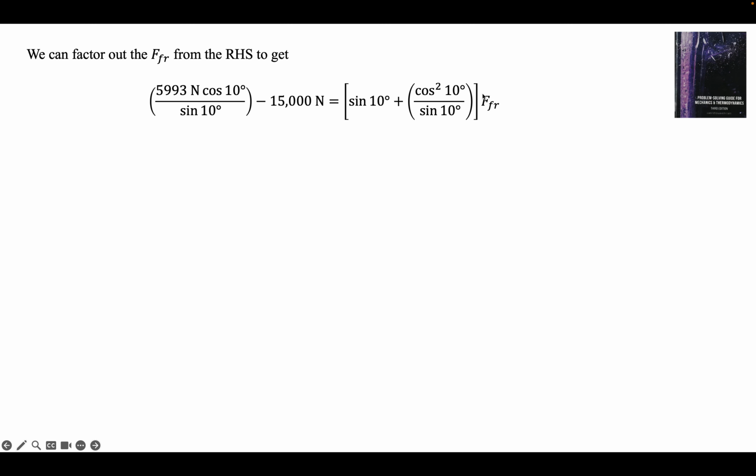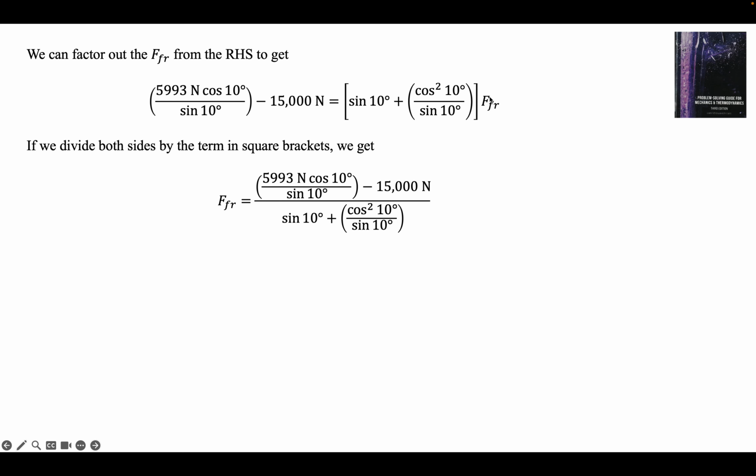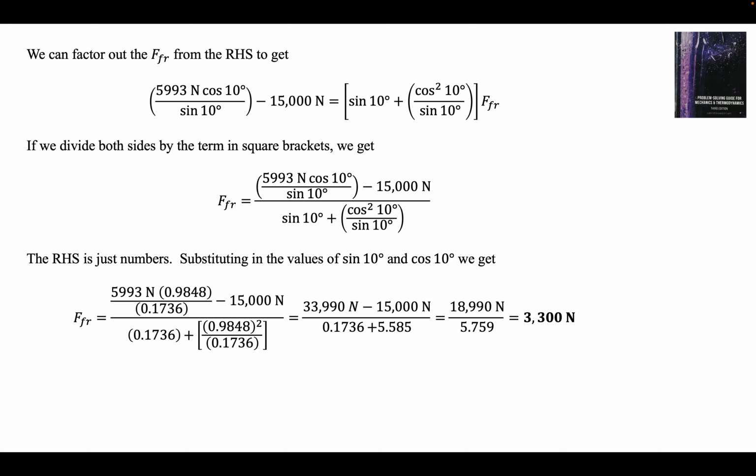Now we want to get the frictional force by itself, so we just divide both sides by this thing in square brackets. That eliminates the term on the right-hand side, so we have just the frictional force. So the frictional force is this, which is this divided by that. Now, finally, we can substitute in for cosine 10 degrees and sine 10 degrees. Sine 10 degrees is 0.1736. Cosine 10 degrees is 0.9848. And we substitute it in here.